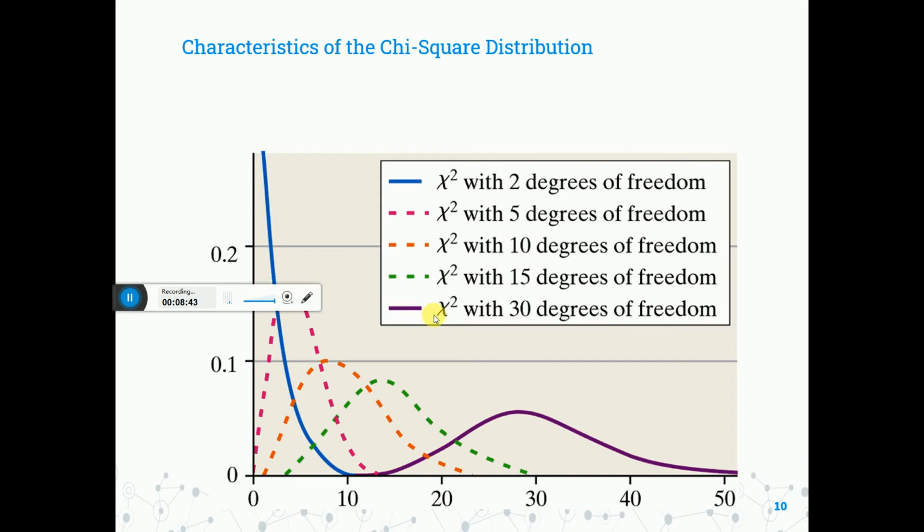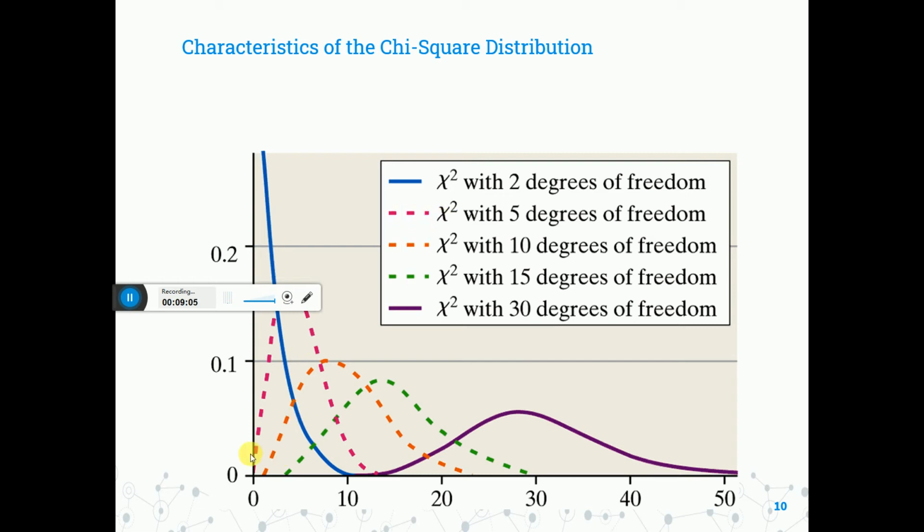So the purple graph is a chi-square distribution with 30 degrees of freedom, meaning there's 31 pieces of data in this data set. The blue graph is the chi-square distribution with only 2 degrees of freedom, meaning there was only 3 pieces of data in this data set, and you can see it is far from symmetric. It's going straight up, never going past into the negative numbers.